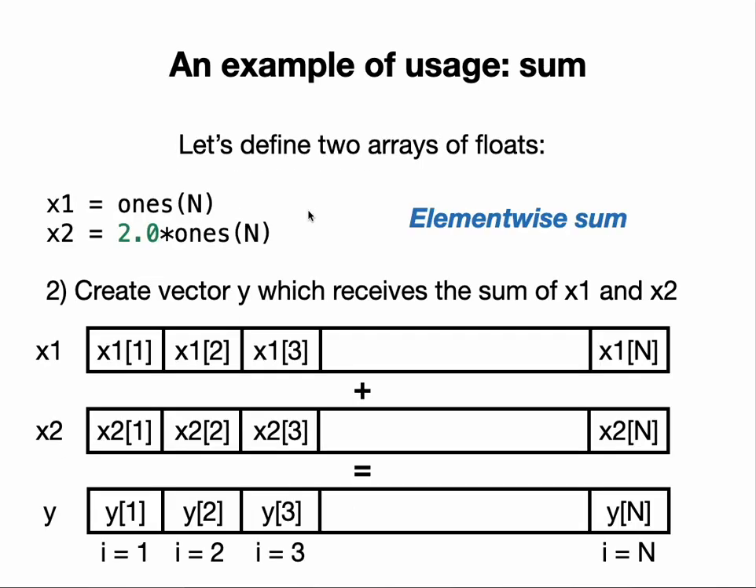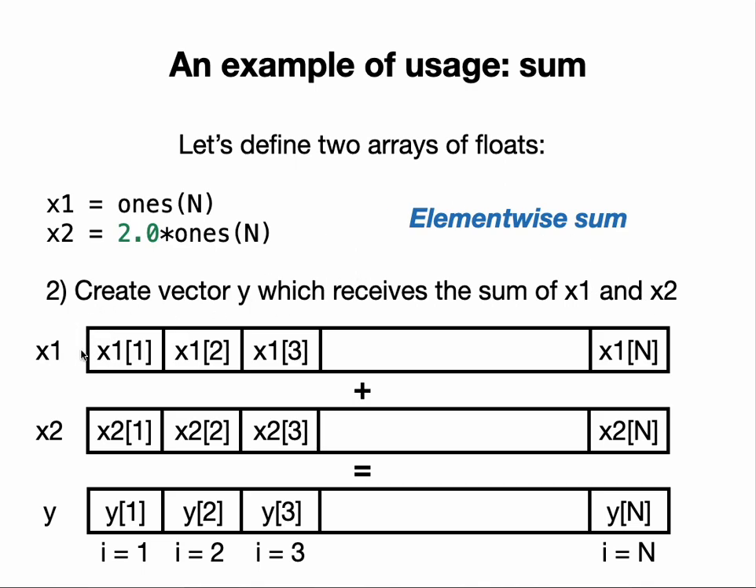A last example would be the element-wise sum. So create a new code cell and make two arrays, x1 and x2, of size n. So you create one array full of 1s and one array full of 2s. And we will make the sum of these two arrays.